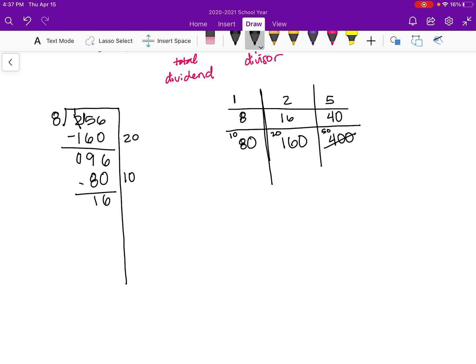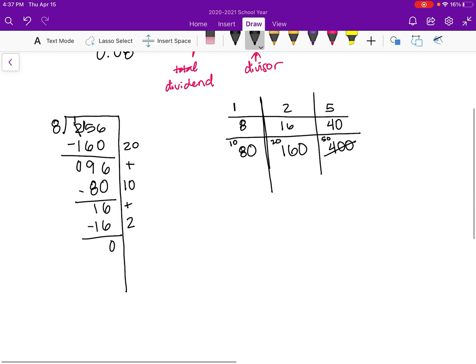And then I can take away 16. I have 2 groups of 8 is 16. 16 minus 16 is 0. All I have to do now is add the number of groups I took out. So I have 20 plus 10 plus 2 is 32.